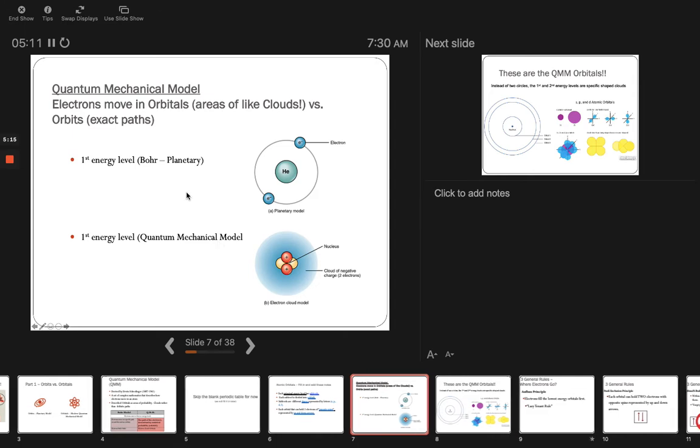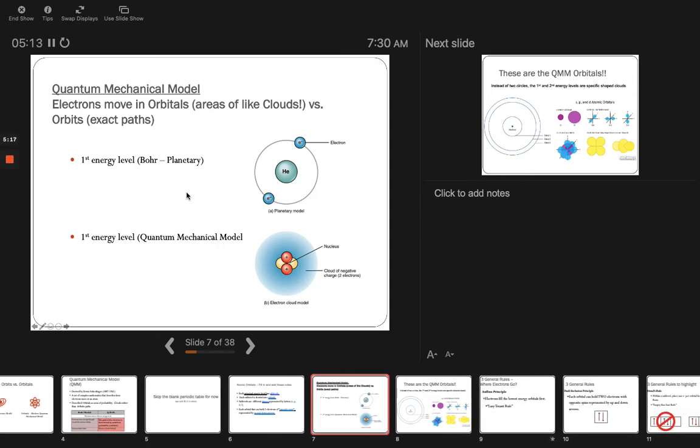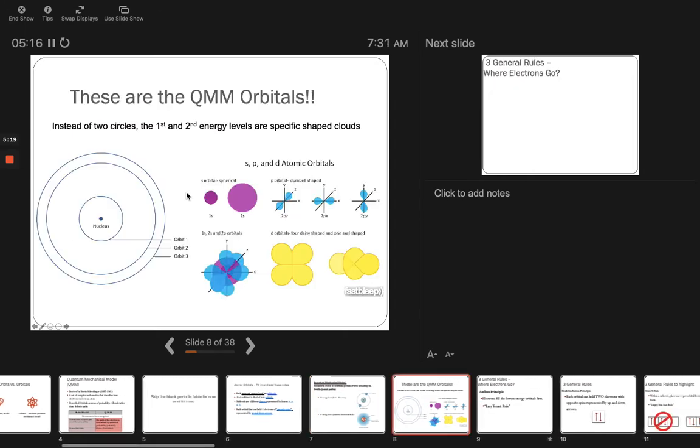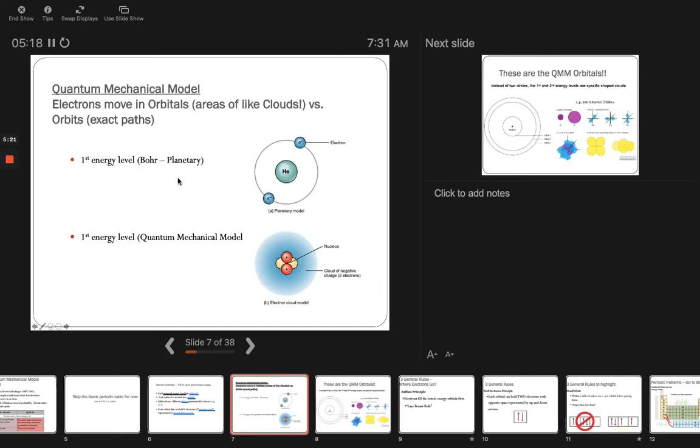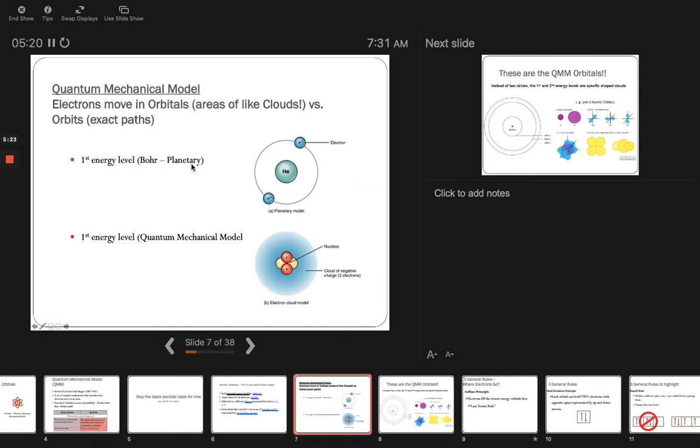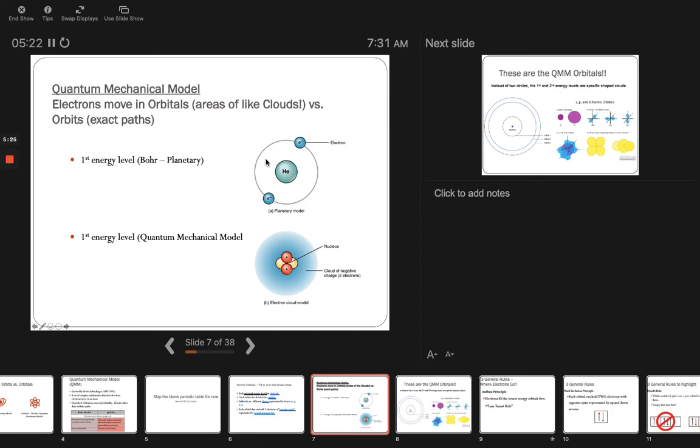So again, let me just show you the difference. Let's just talk about the first energy level. So the first energy level in the Bohr planetary model, for example for the element helium, would just be a circle, and those 2 electrons would be going around the nucleus of helium in a defined path. But the first energy level on the quantum mechanical model, you'd still have the nucleus, but instead of going around in a defined path, there would be a cloud of negative charge, just 2 electrons in this spherical space.